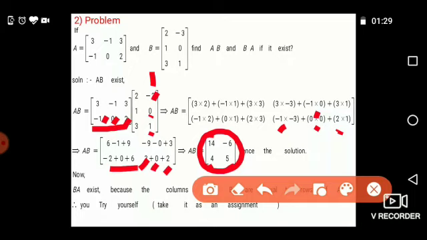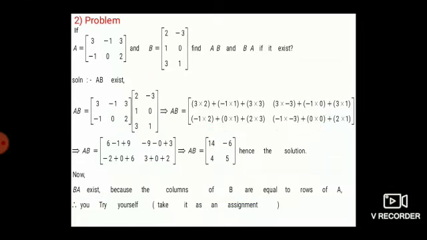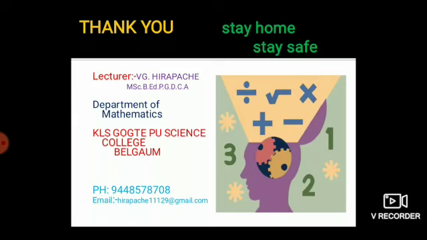My dear students, you can try whether BA exists. If BA exists, then what are the elements of the matrix? You take this as an assignment. Before I conclude my lecture, I would like to suggest you practice these solved and assignment examples so that you will be perfect in getting accuracy.